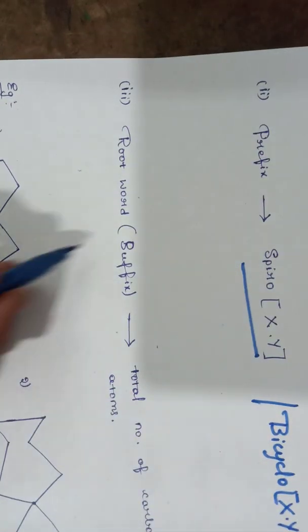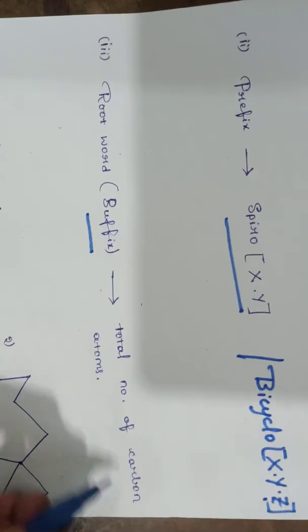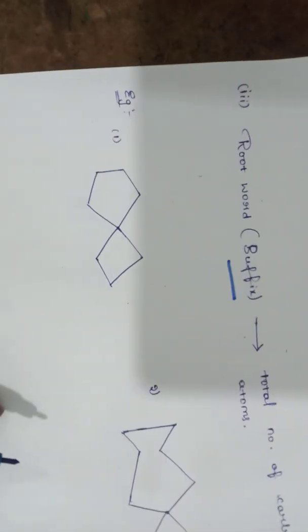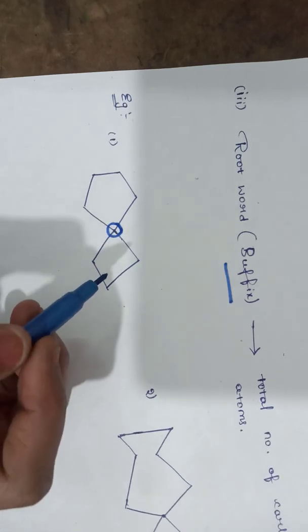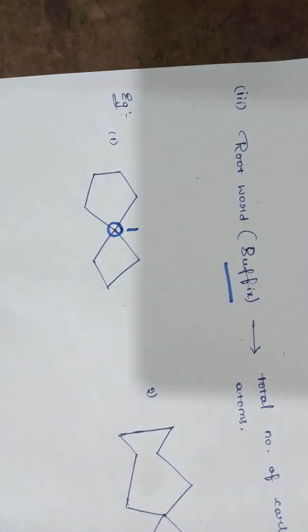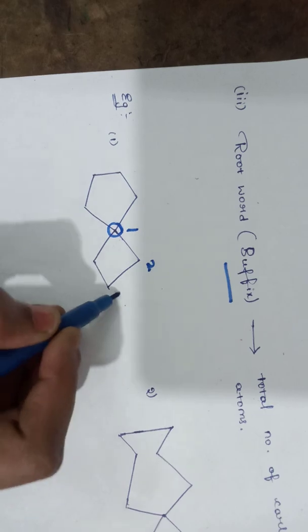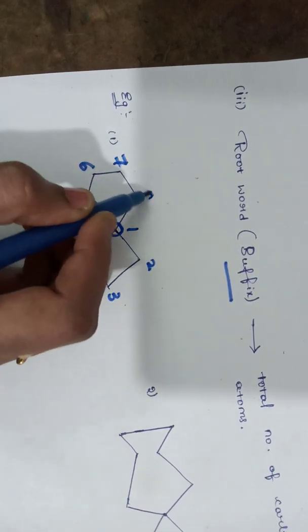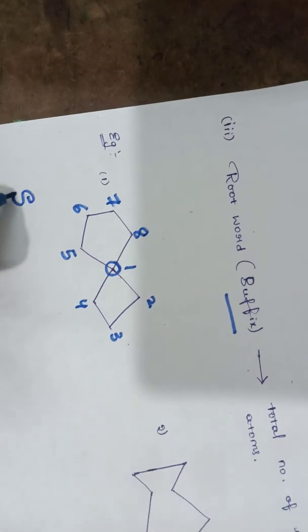Okay. What is the root word here? The root word comes as a suffix. What is the root word? Same: the total number of carbon atoms. Okay. Let us see some examples so it is easy for you. Here I have taken this example. This one is a bridgehead carbon. The numbering has to start from here. As it is a spiro compound, the preference has to be given to the shortest string. So 2, 3, 4, 5, 6, 7 and 8.